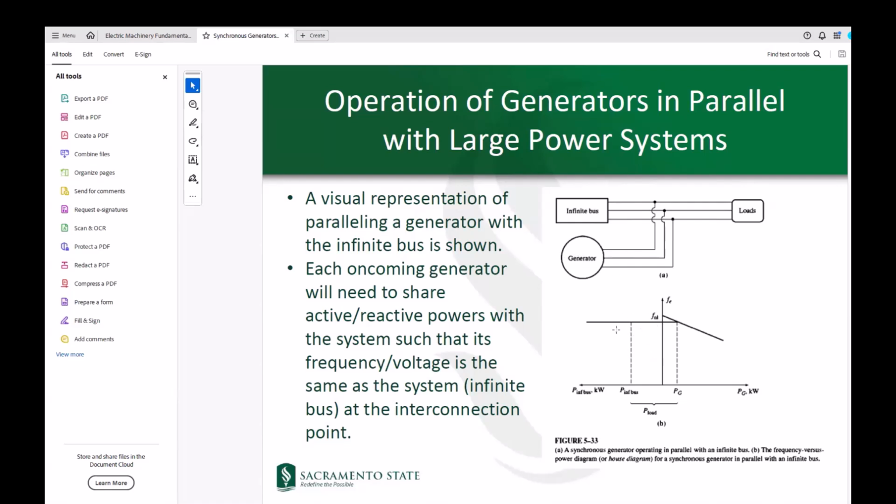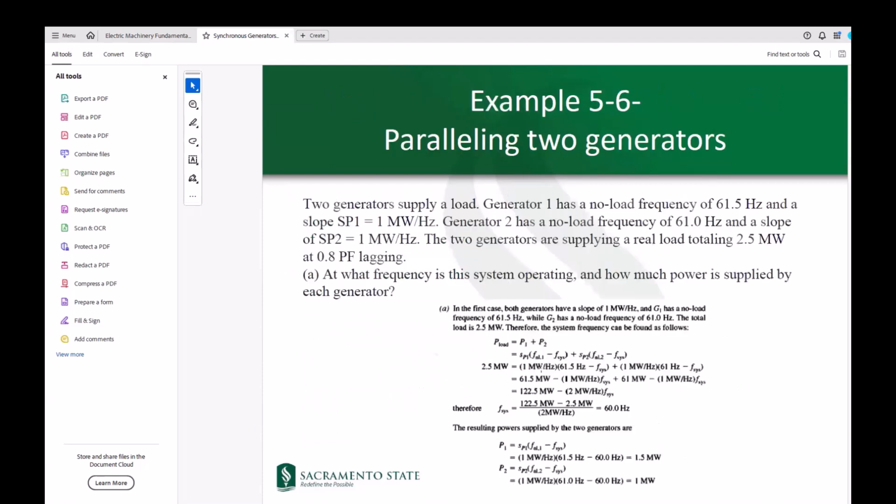You can put those two characteristics together. And then, of course, you want the frequency to be the same as the infinite bus frequency. So that dictates how much power needs to be coming from your new generator, how much would be the share of your new generator in the system. Here is an example that shows that concept.